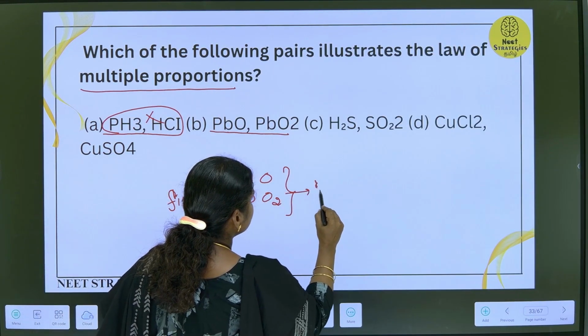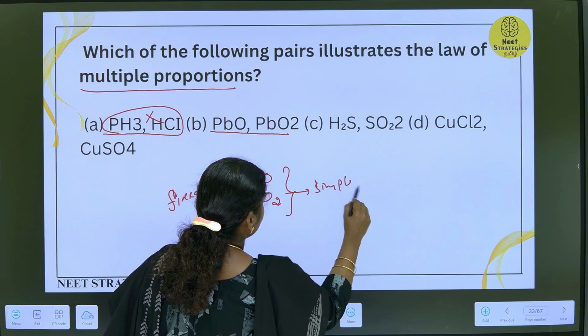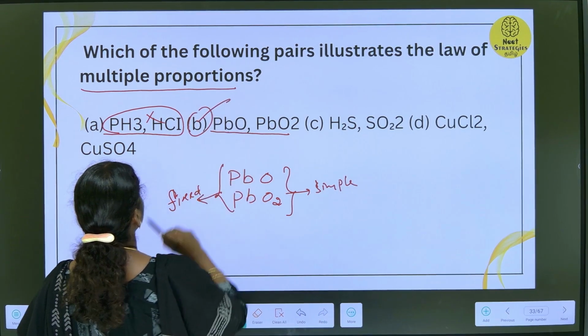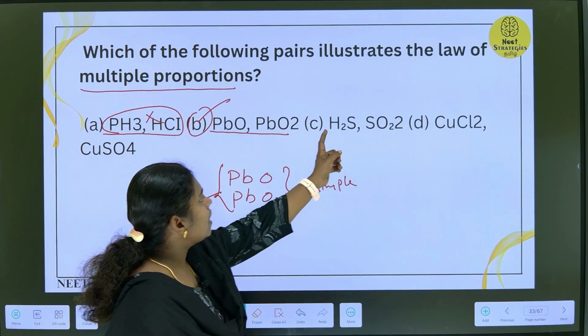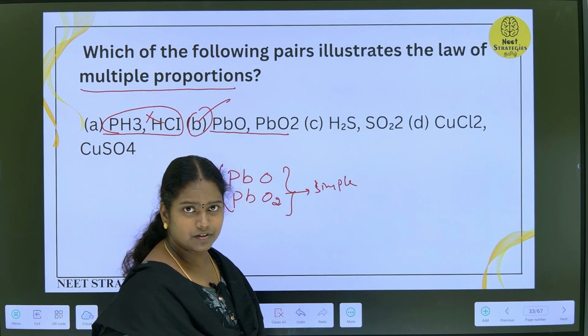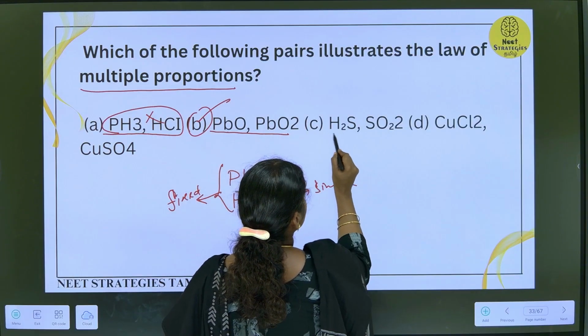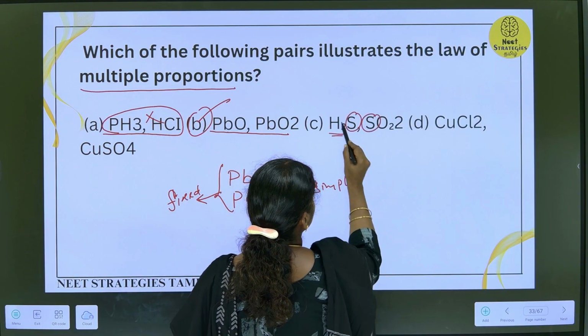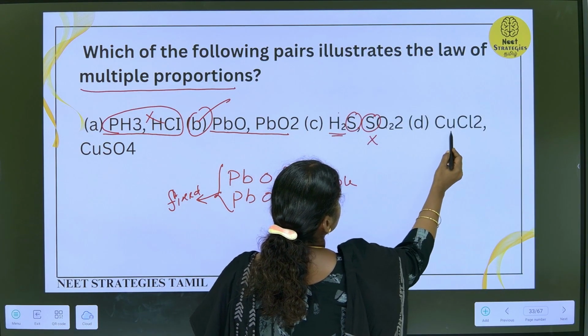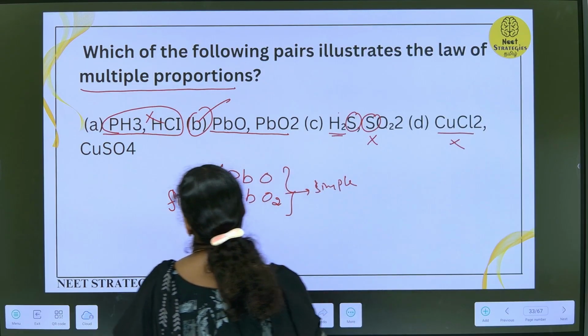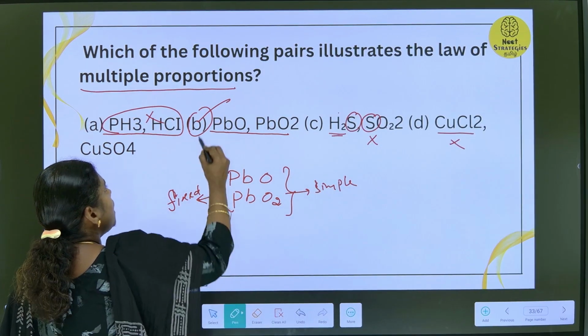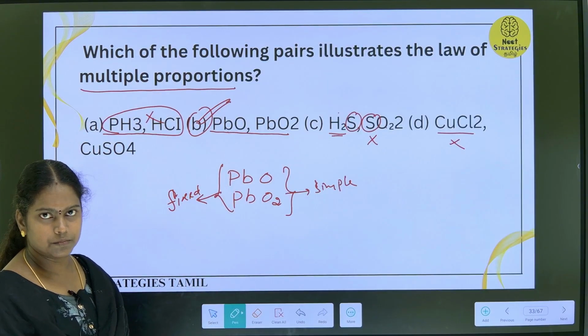So this is the simplest whole number ratio. Okay, so this should be the option. Let's check. And here, hydrogen sulfide SO2 won't come. Both have sulfur. Hydrogen is not possible here. CuCl2 is not possible. CuSO4 is not possible. So option B is the correct option, right?